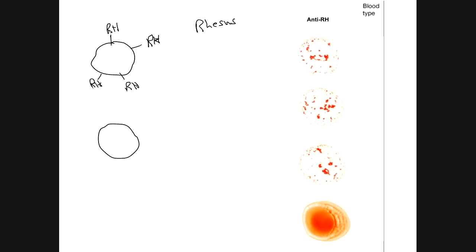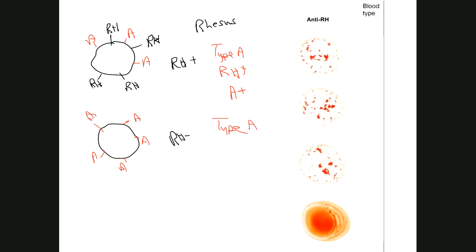This person does not. So this person is said to be RH positive, and this person does not, so we say they're RH negative. But it has nothing to do with the A and B. So if I look at this person, they're type A, RH positive. Or if I want to shorten that, I just say A positive. This person is also type A, but they don't have any RHs on them. So this person's blood type is type A, RH negative, or A negative.